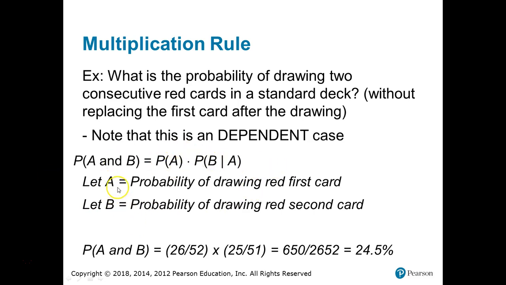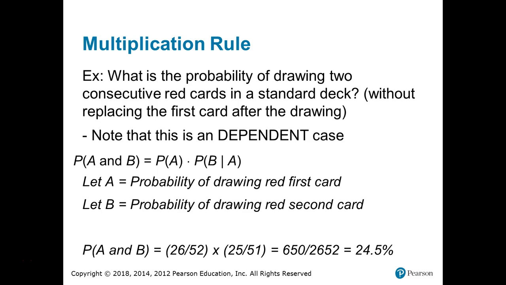We'll let A be drawing a red card first, and we'll let B be drawing a red card second. So, probability of A, well, how many red cards are there? You can say it's 1/2, or if you want to include all the outcomes, it'll be 26 out of 52. 26 out of 52 cards are red.